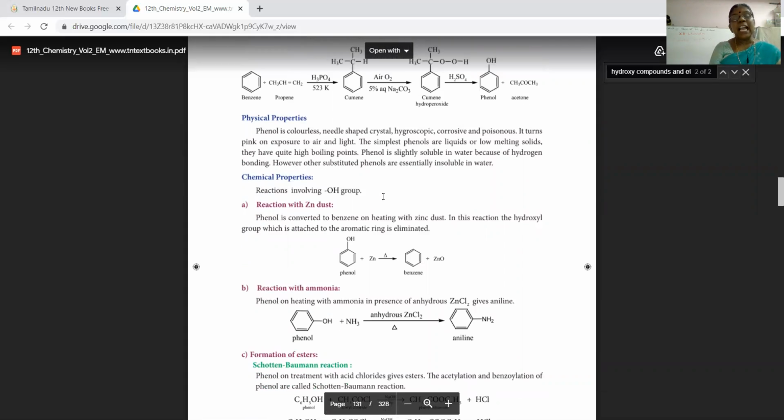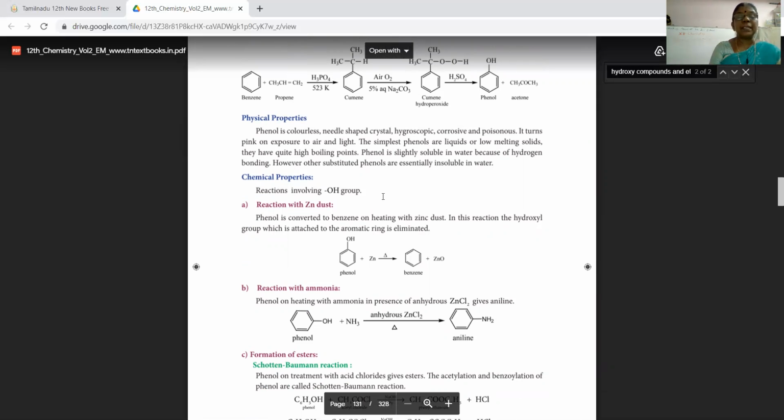First, benzene, if it is treated with propene, is substituted in one position of the benzene ring, and that is called cumene. Again, if it is treated with air and sodium carbonate, you will get hydroperoxide. Then with sulfuric acid, we will get the phenol.